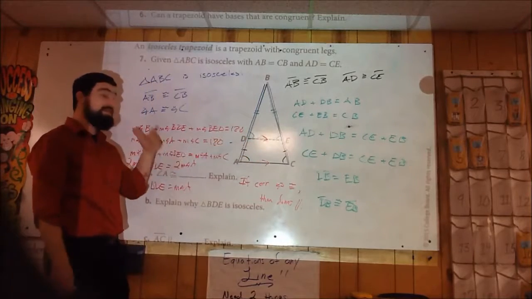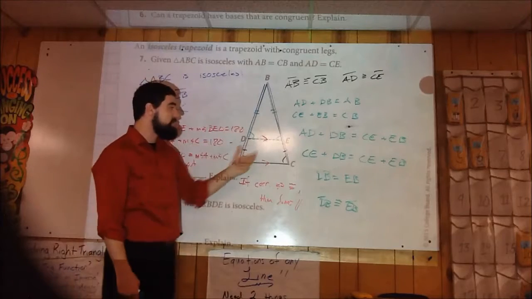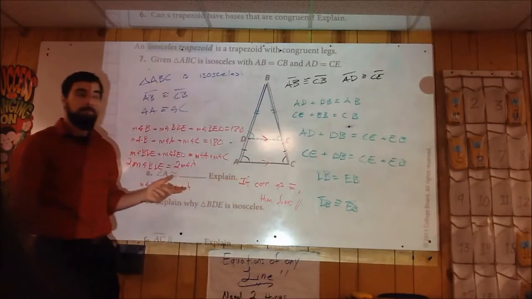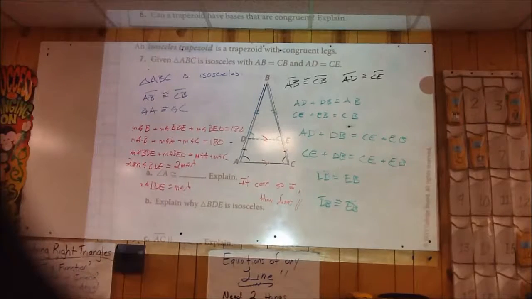Now I need to show that it's an isosceles trapezoid. That was given to us. Segment AD is congruent to segment CB. So yes, this is an isosceles trapezoid. But you would have to state all 3 of those things to prove that it is an isosceles trapezoid.